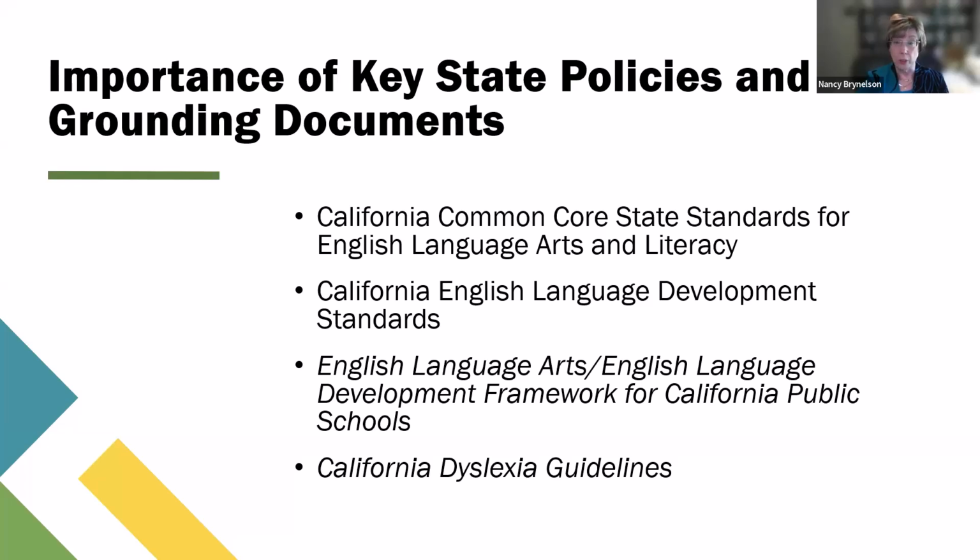In addition, the California English Language Development Standards, equally important, particularly with the number of multilingual learners in this state. The English Language Arts English Language Development Framework for California Public Schools is really the grounding document that brings those two sets of standards together, providing the blueprint for how we are to teach those standards to all children. And finally, a document that was finalized after the framework was published in 2014, the California Dyslexia Guidelines.